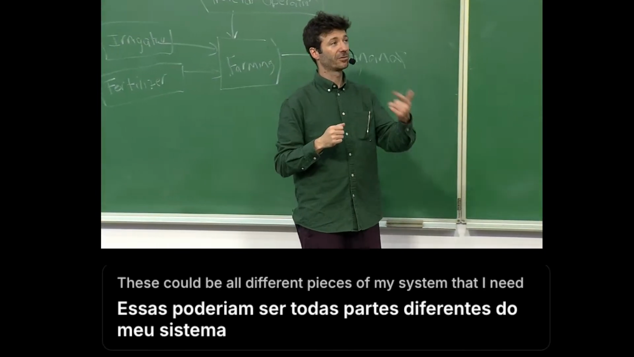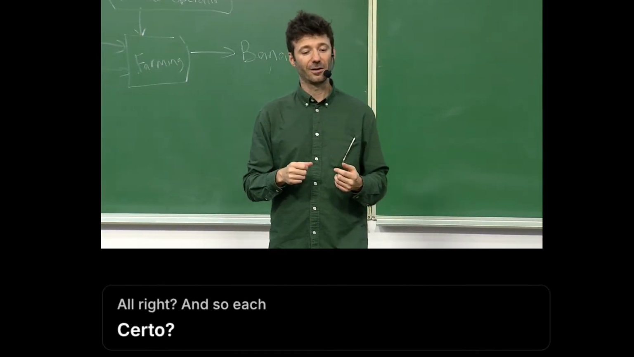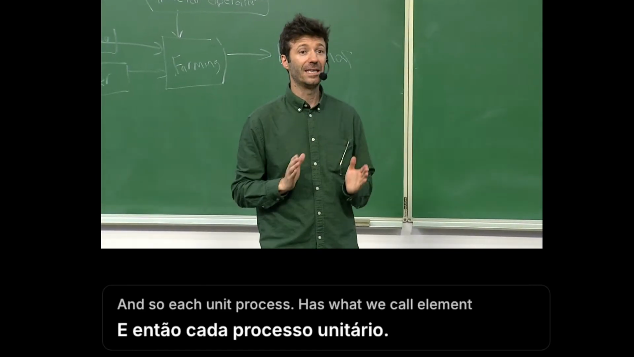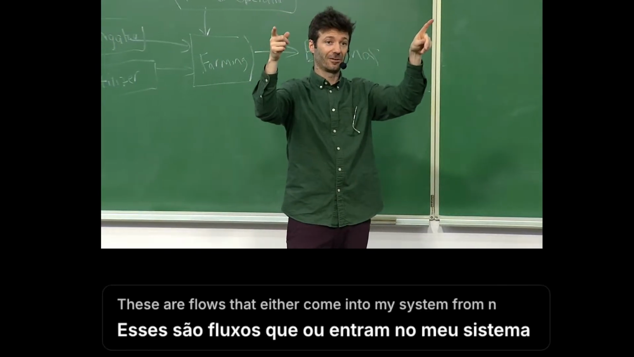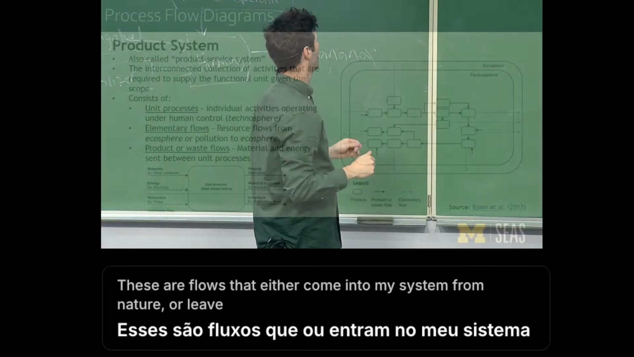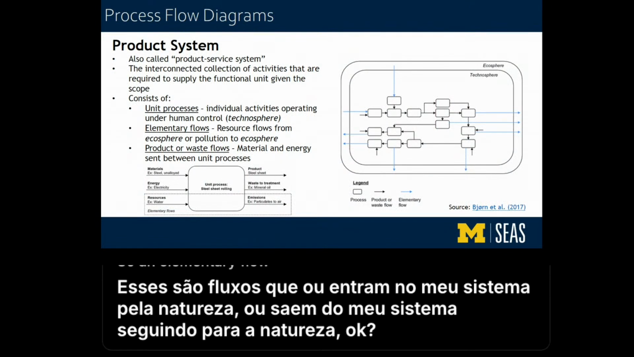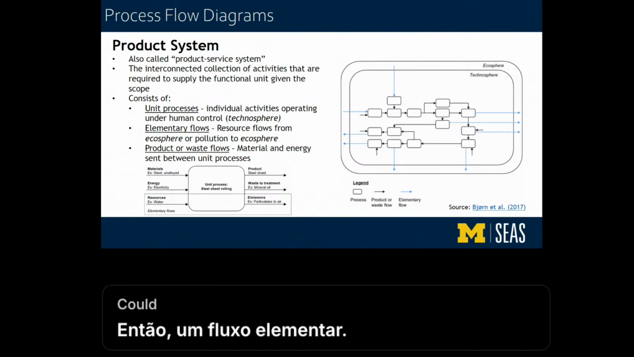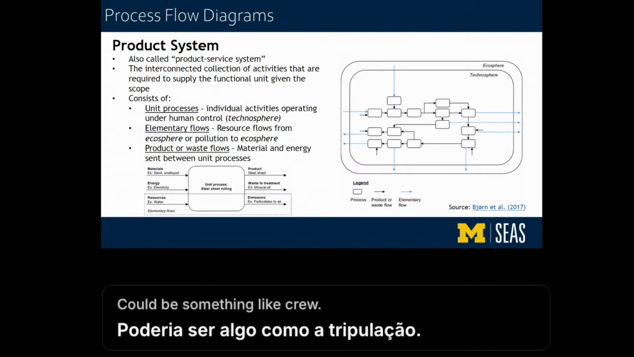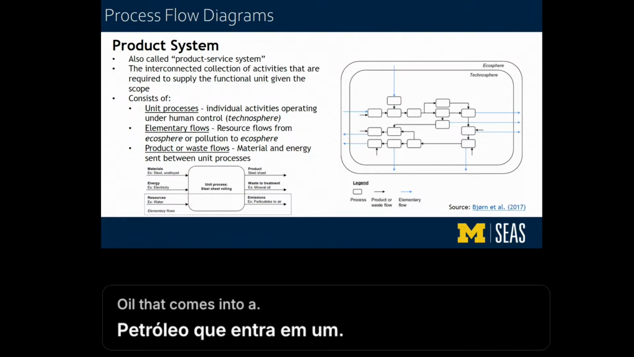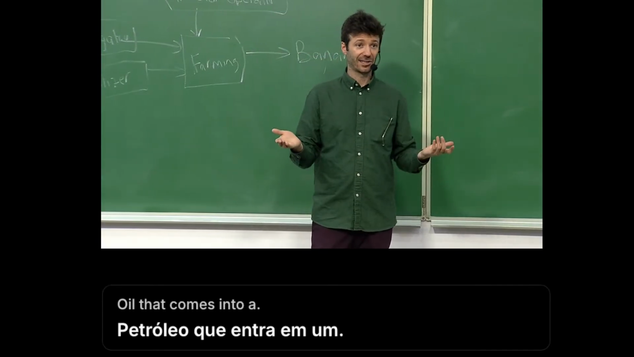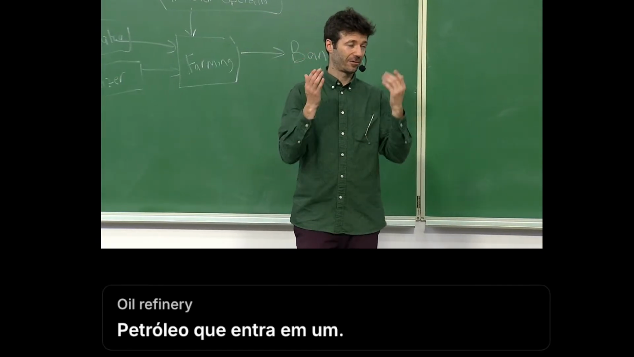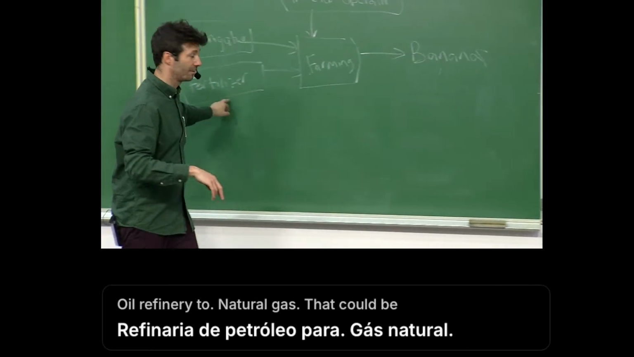has what we call elementary flows. These are flows that either come into my system from nature or leave my system going to nature, okay? So an elementary flow could be something like crude oil that comes into an oil refinery to make natural gas. That could be my elementary flow. And then you need natural gas to make fertilizer, right?